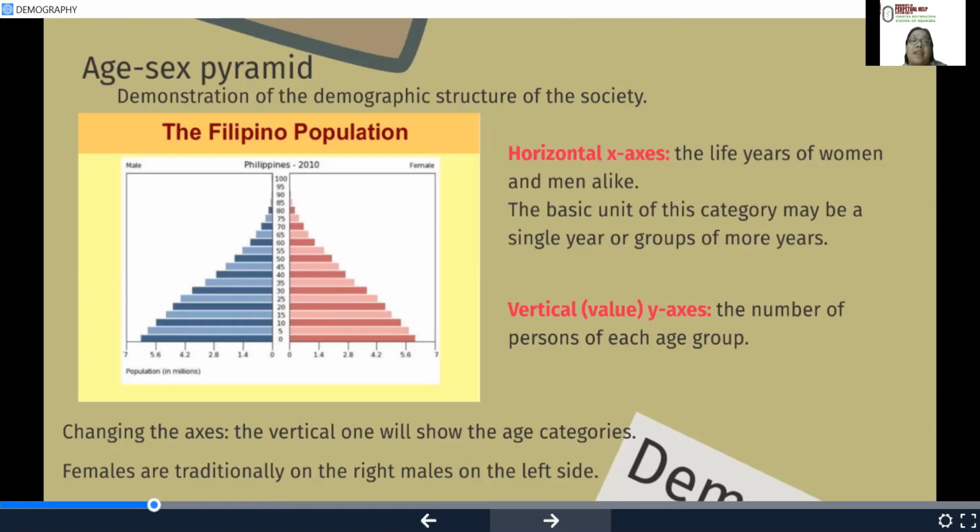So your x-axis would be the life years of women and men. So this is the basic unit of this category and maybe a single year or groups of more years. So vertical axis would be the number of persons of each age group. So to change the axis, the vertical one will show the age categories, and females are traditionally on the right, males on the left side.